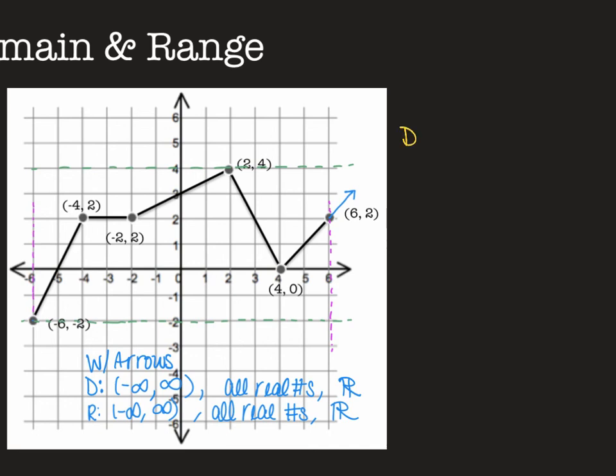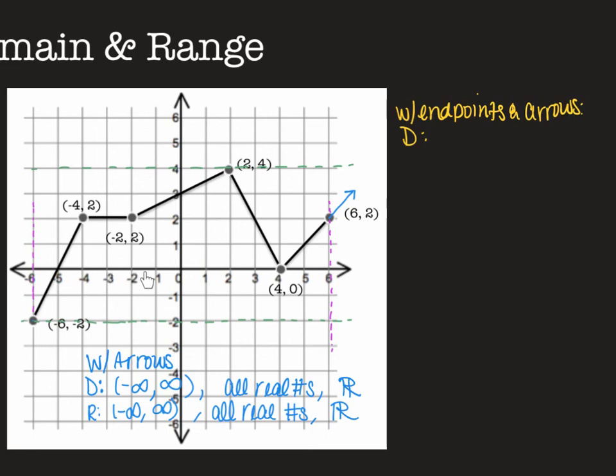We're going to talk about our domain. So this is with endpoints and arrows. Okay, so our domain. So these are our x values. Now again, we're going through our graph. We have an endpoint here. That means that -6 is where we're starting. We don't have any values lower than -6. So we are going to start at -6.